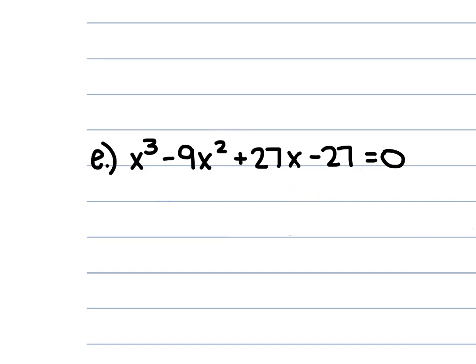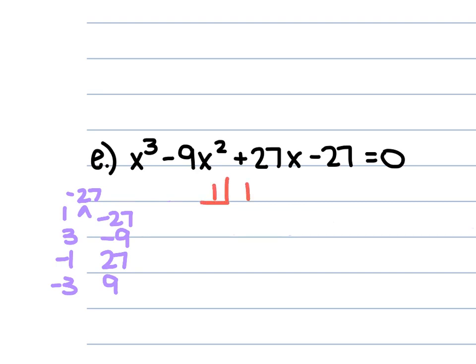by using synthetic division. So your factors of the negative 27. We have 1 and negative 27, 3 and negative 9. We have a negative 1 and a positive 27, and also a negative 3 and a positive 9. So try the 1, see if the 1 works. So we're going to start with the 1. It's going to go on the outside. We're going to have a 1, a negative 9, a 27, and a negative 27.